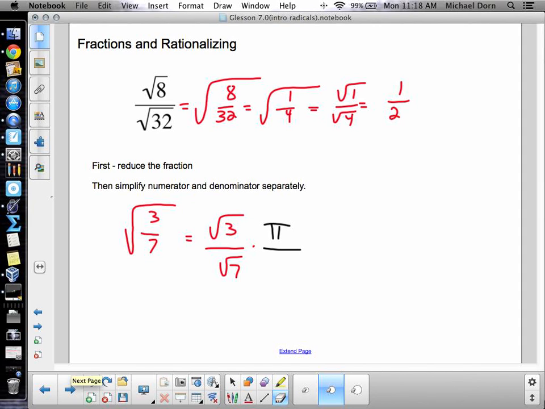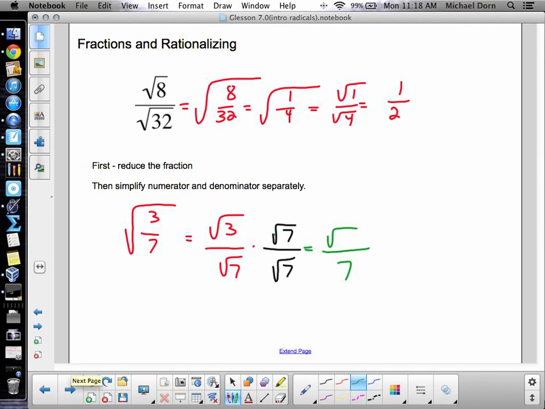So I'm going to choose one that makes my life easier, and that's the square root of 7 over the square root of 7. That's how I'm going to express 1. Why? Because when I multiply the denominator now, I get square root of 7 times square root of 7, which would be square root of 49, which is just 7. And square root of 3 times square root of 7 would be the square root of 21. And we've simplified that. We've rationalized that fraction. So there's what we do and why we do it that way.